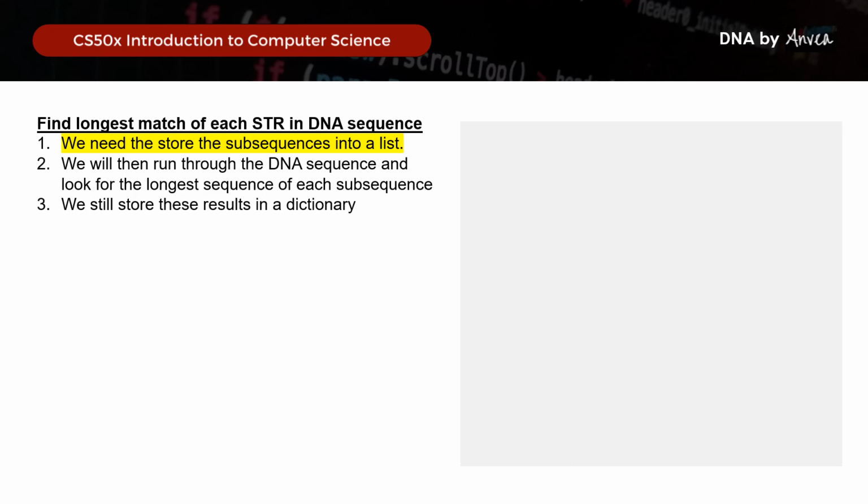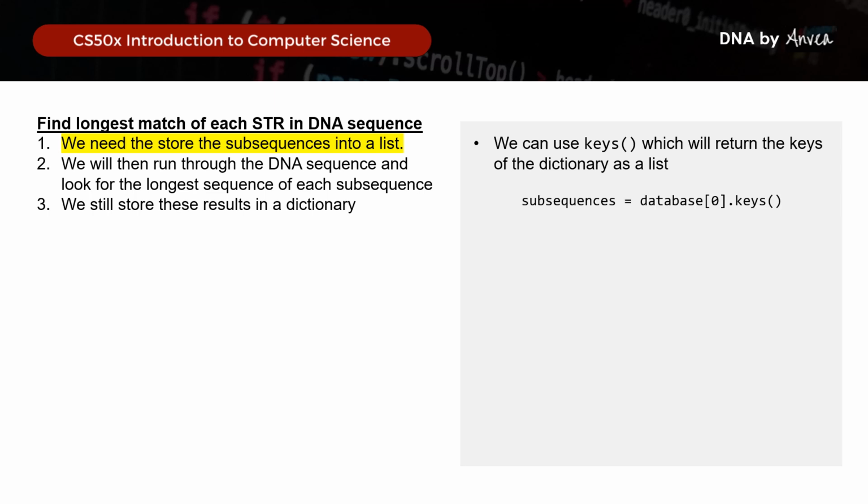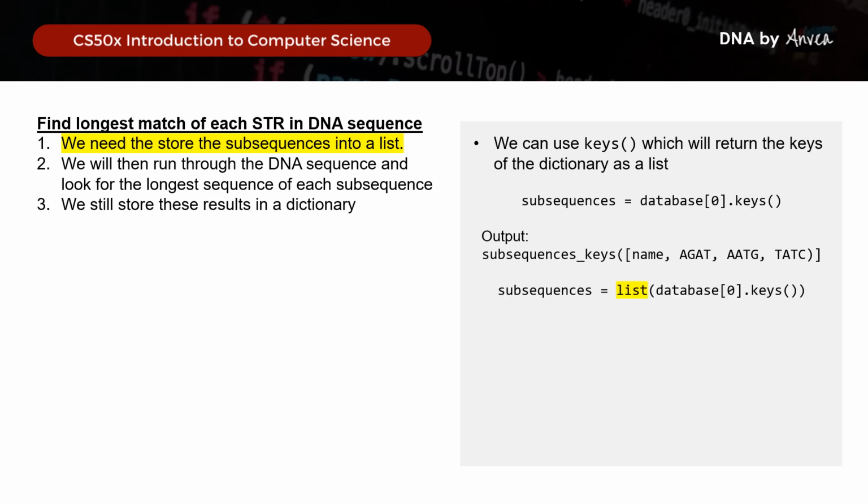So how do we actually do that? We can use keys, which will return the keys of the dictionary. So subsequences equals database[0].keys(). And what will be the output that you get? You will get dict_keys: name, AGAT, AATG, and TATC. This is not quite close to what we're looking for, so we need to convert this into a list. We can update our code where we add list. So if we have subsequences equals list(database[0].keys()), this will be the output that you're looking at.